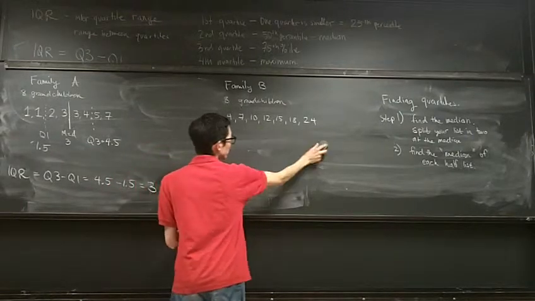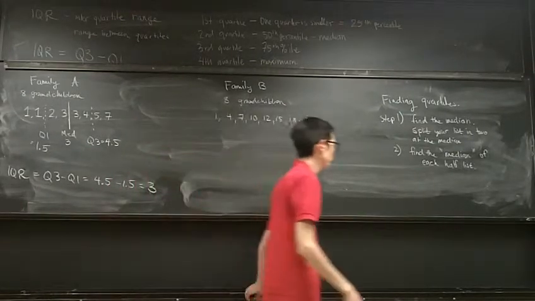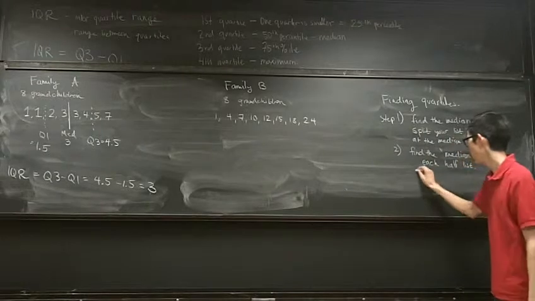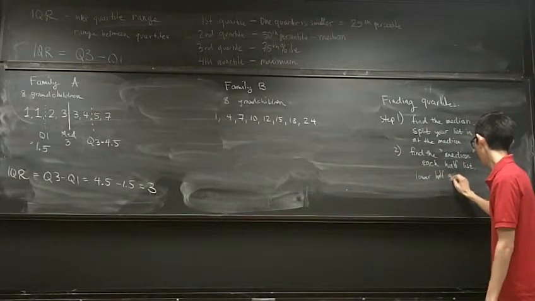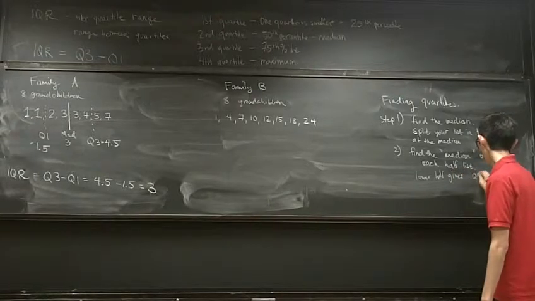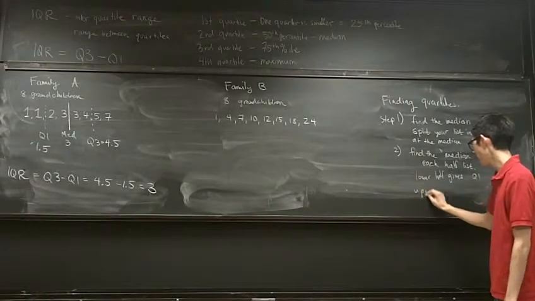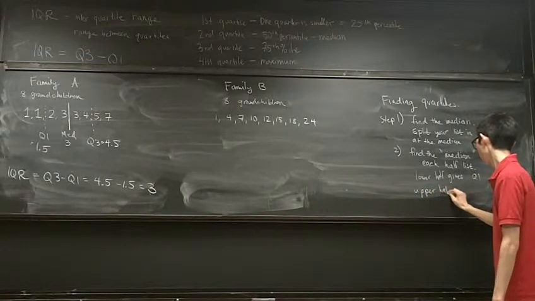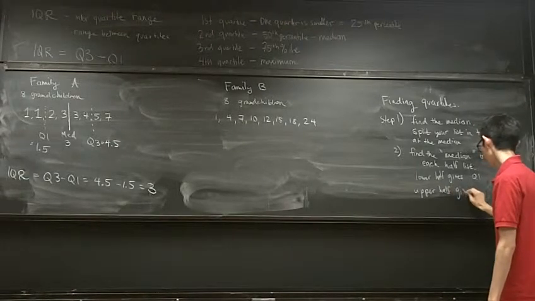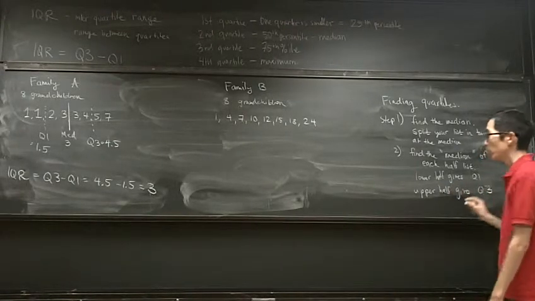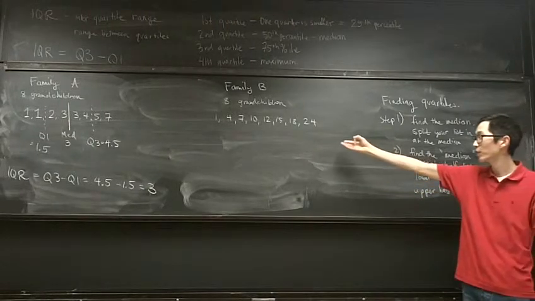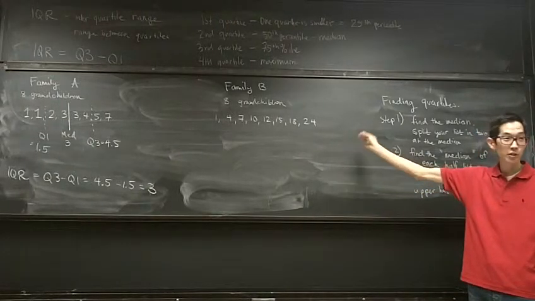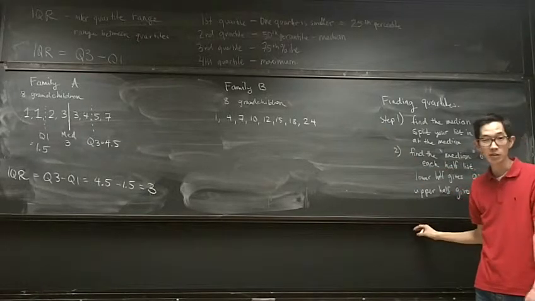Is that okay? So I'll say the lower half gives you Q1 and the upper half gives you Q3. Don't shout out the answers, but take about 1 minute and find the median, Q1 and Q3 for family B. Should be pretty simple.